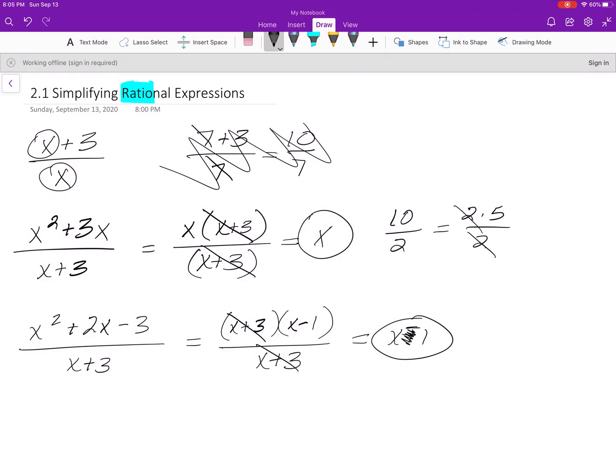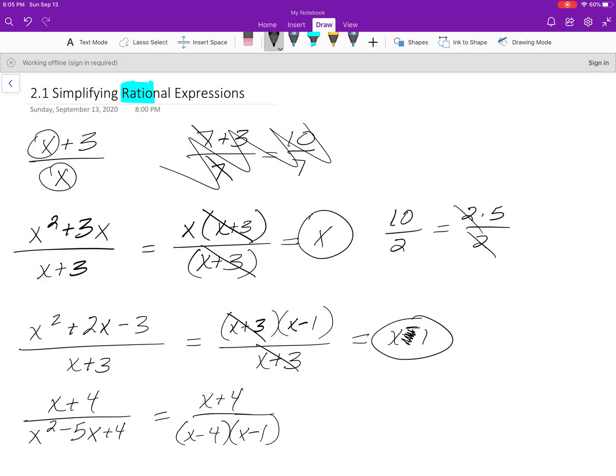Okay, another one. What if you had the factorable expression in the denominator? That also might simplify for you. Let's see. We'll leave x plus 4 as it is. Put on your factoring hat. X squared minus 5x plus 4. That's going to be x minus 4, x minus 1.